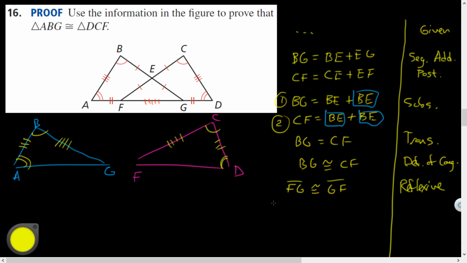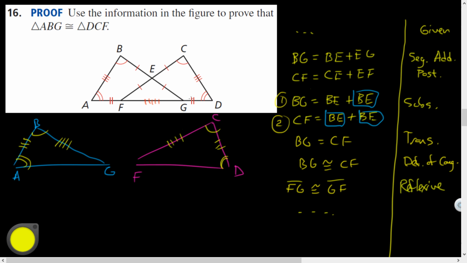Okay. All right, here we go. For the sake of time, I'm just going to verbally communicate this part. Ready? Follow along. AG is equal to AF plus FG. Agreed? DF is equal to DG plus GF. Both of those are true by segment addition postulate.